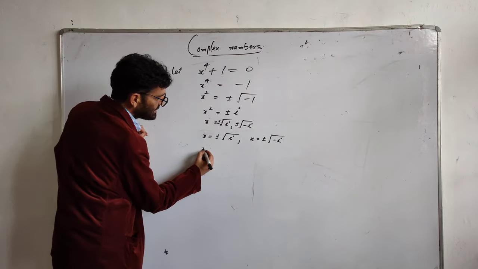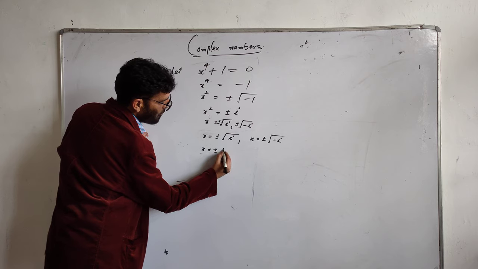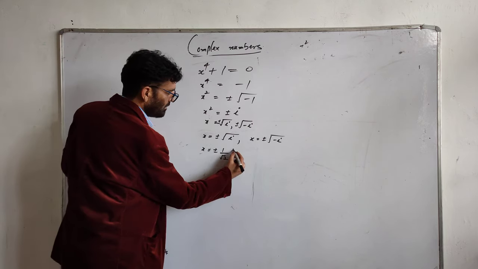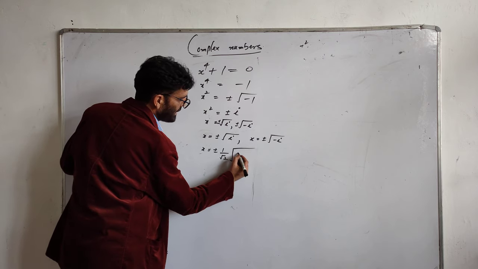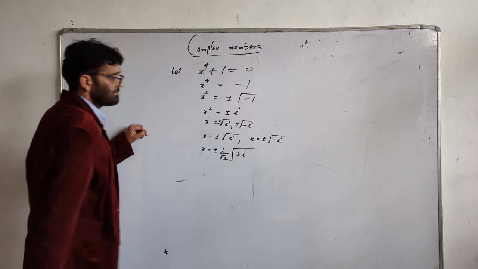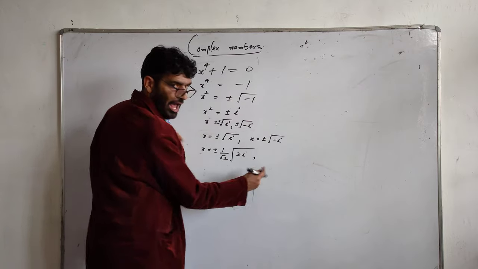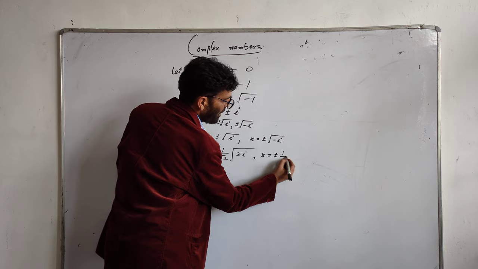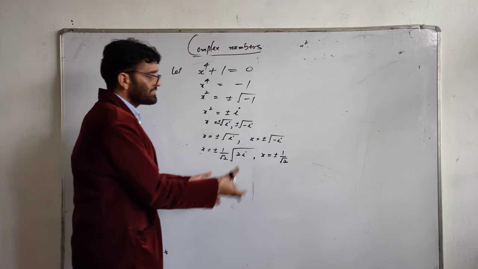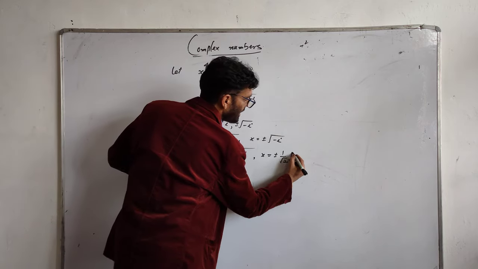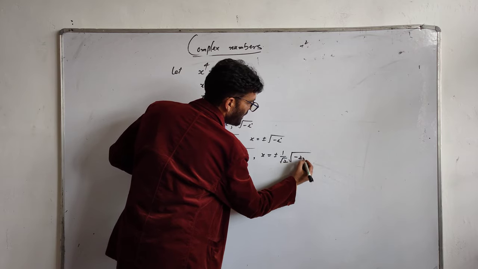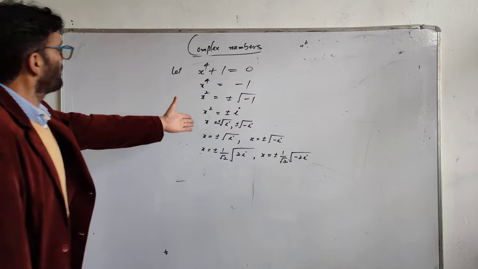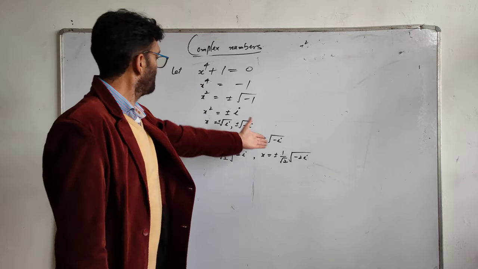It is x is equal to plus minus 1 by under root 2. What I did was multiply by root 2 and divide by root 2. It is 2 iota. Clear? Here x is equal to plus minus once again 1 by root 2, that means it is divided by root 2. Within the radical, I am getting 2 iota. Are you getting it properly? Please have a look at this board once again. If you have any problem, please tell me.